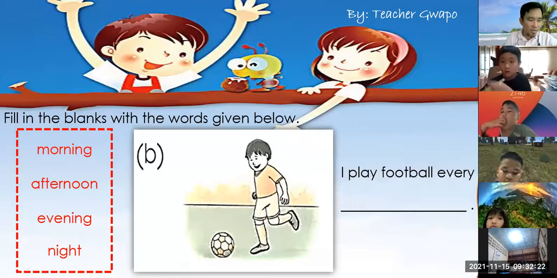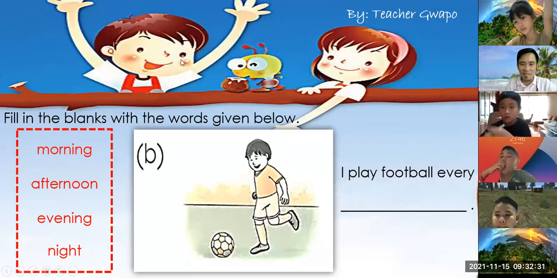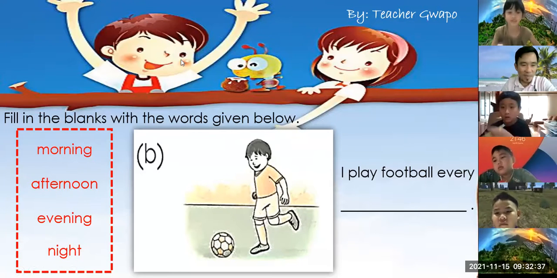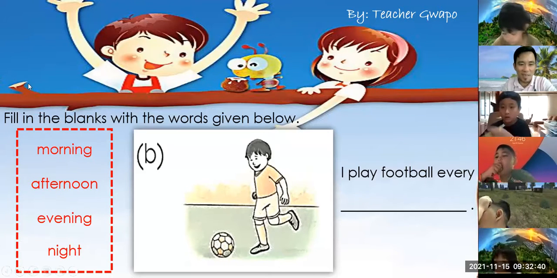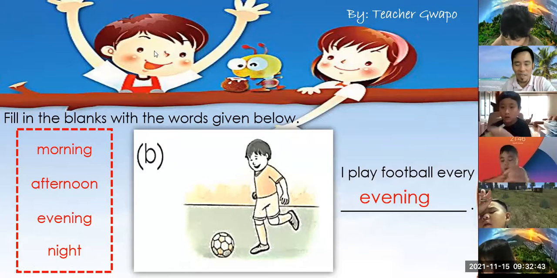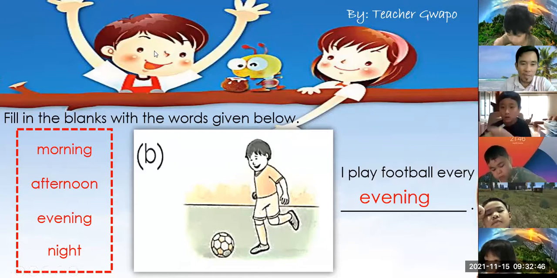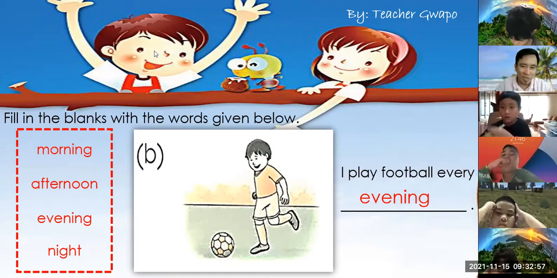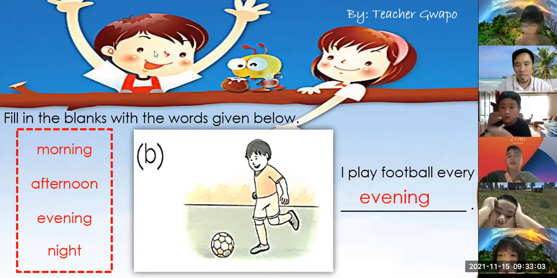Letter B. I play football every, what time do you play football? Morning or night? Evening? Afternoon? What time? Evening. Okay, very good. You play football in the evening. You play with your friends, and most of you go to the park and play in the evening. That's exercise time. After the busy life in a day, you go to school, you go to the park and play football. So I play football every evening.